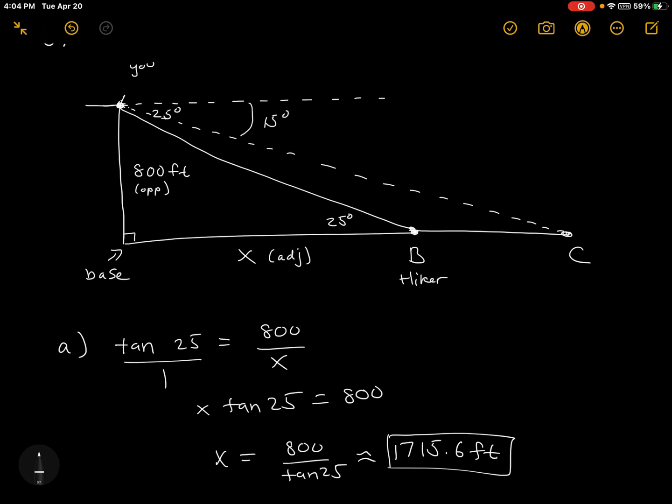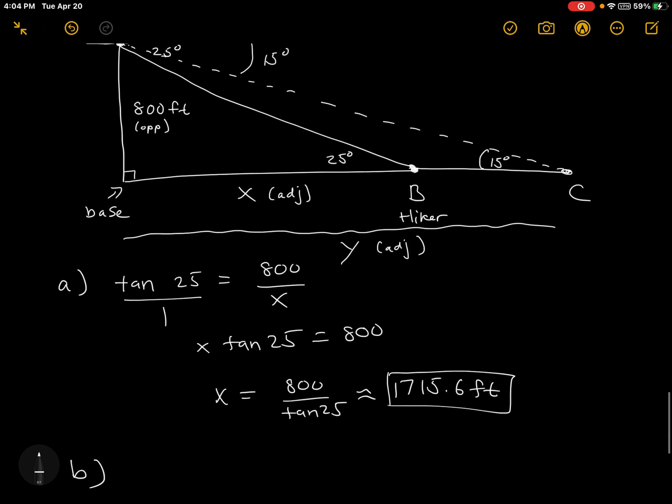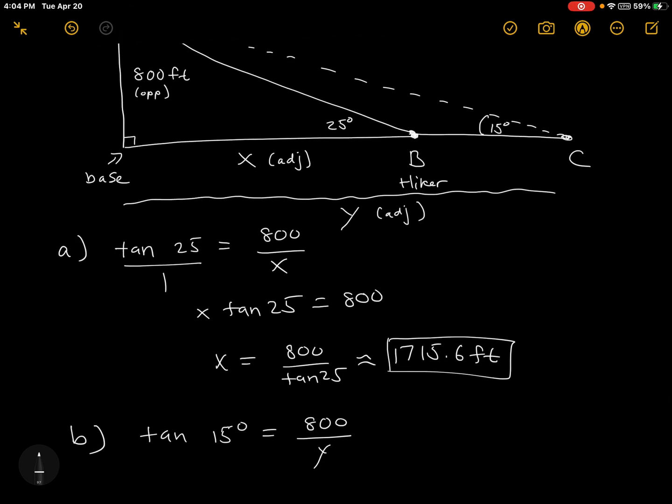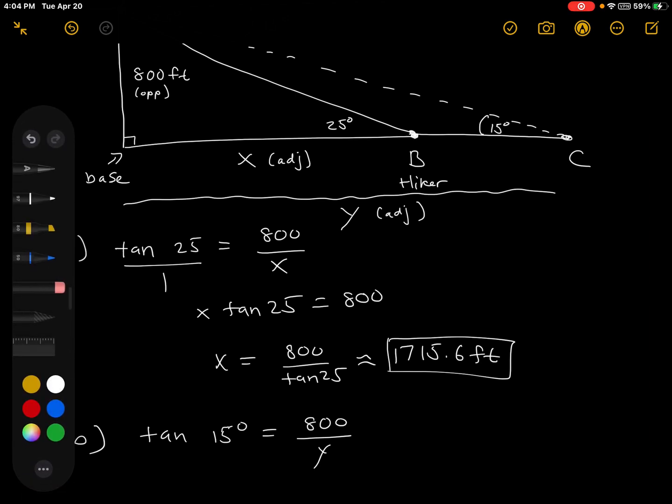So how far is hiker C from the base of the plateau? So maybe call this guy right here, call it Y. I know you have a lot of lines right here, but basically you have just one right triangle, right? The opposite side is still 800, the adjacent side is Y. So you're still going to use the tangent ratio, right? So I would say tangent of 15 degrees is opposite, which is 800, over adjacent, over Y. You don't have to use the units right here as you're solving, so you can erase that degree symbol. Okay, so get Y by itself. Y equals 800 divided by tan 15.